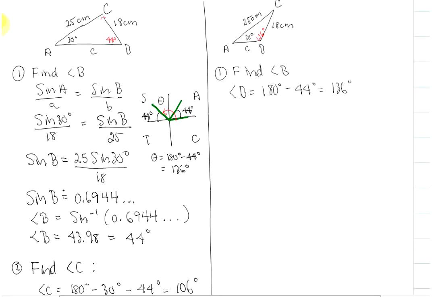So I will put that on my diagram. So this is 106 degrees. And on our second triangle, we'll use the same method. So we want to find angle C. I already know two angles in this triangle, so I'm going to minus them from 180. And I get 14 degrees. Okay, so this is 14 degrees.